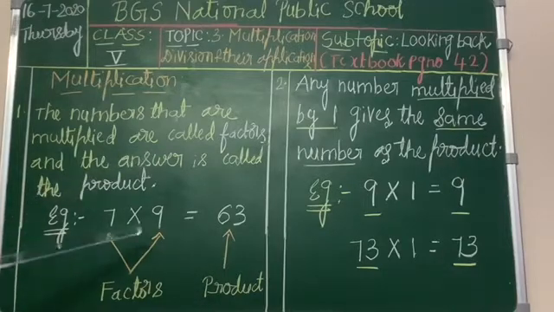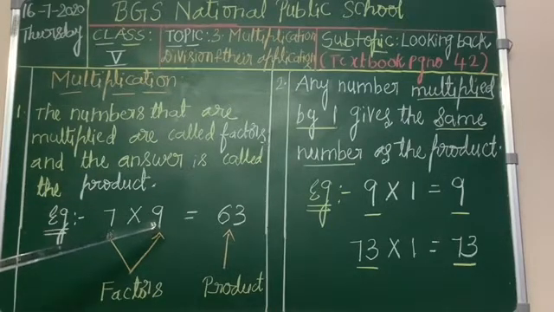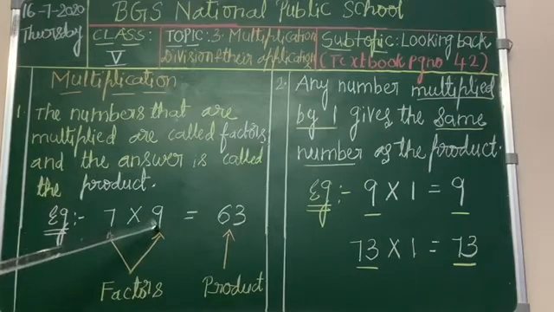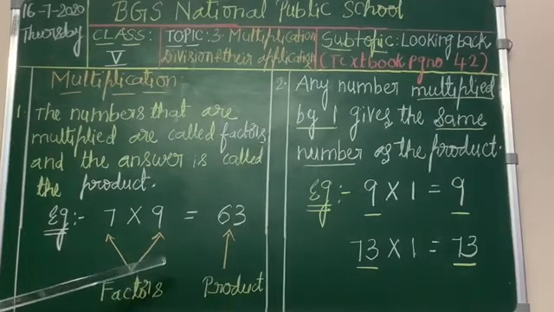In the case of addition and subtraction, the numbers which you are adding are called addends and the answer which you are getting is called sum, right? And in the case of subtraction, the first number is called the minuend, second number you will call as a subtrahend, and the answer which you are getting is called the difference. But here when it comes to multiplication, the numbers which you are multiplying are called the factors and the answer which you are getting is called the product. Is it clear up to this? This is the first property, children.